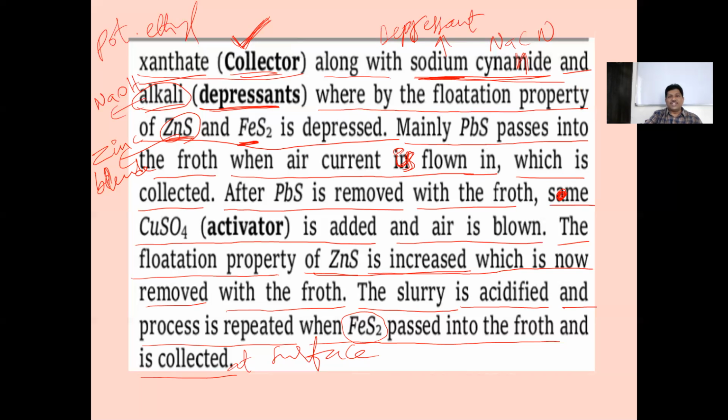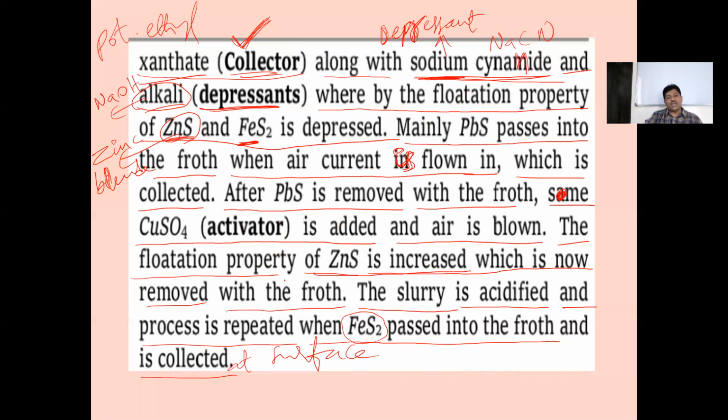The substance which is added in froth flotation to depress particles so that they settle at the bottom is the depressant. So NaCN is the depressant for ZnS and FeS2. That point we have to know.